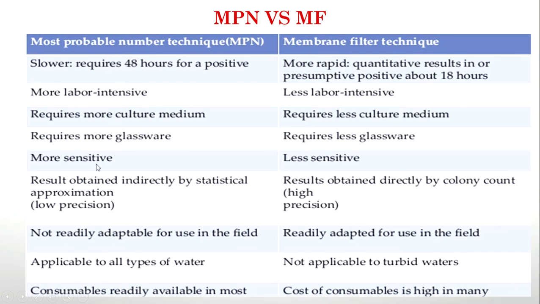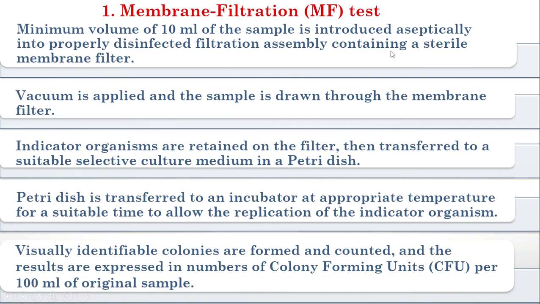MPN is a lab test. It is a chemical analysis, and it can be applicable to all kinds of water. It uses consumables readily available in most places. So its cost is less when using chemicals. In case of membrane filtration, it is just opposite to this. Okay, so that is the difference. Now we will see what is membrane filtration.